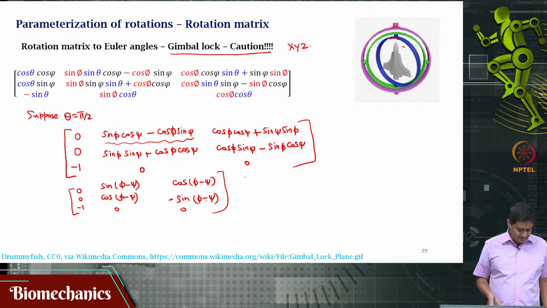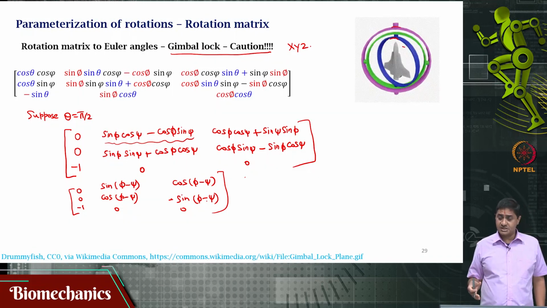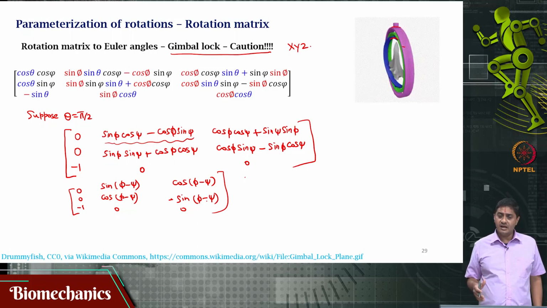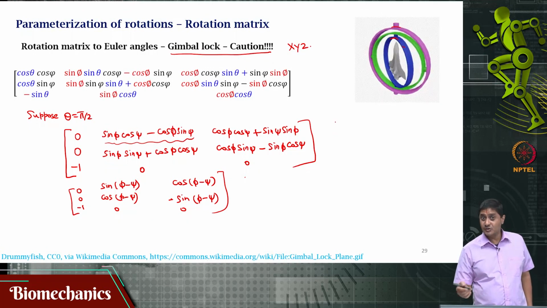What this tells me is that now the description of this rotation is dependent only on two angles. What are these two angles? Are actually only 1 degree of freedom.